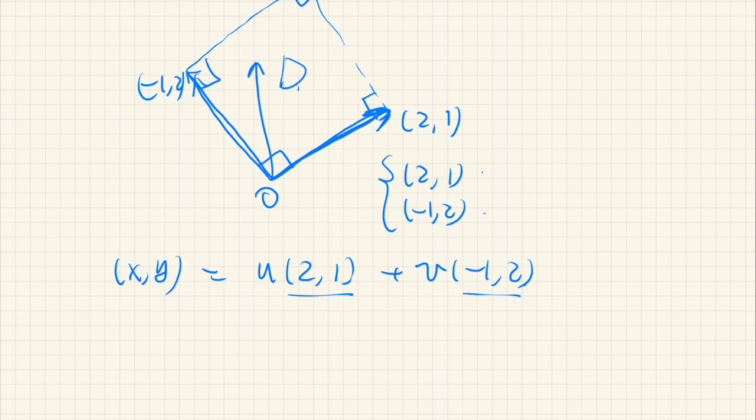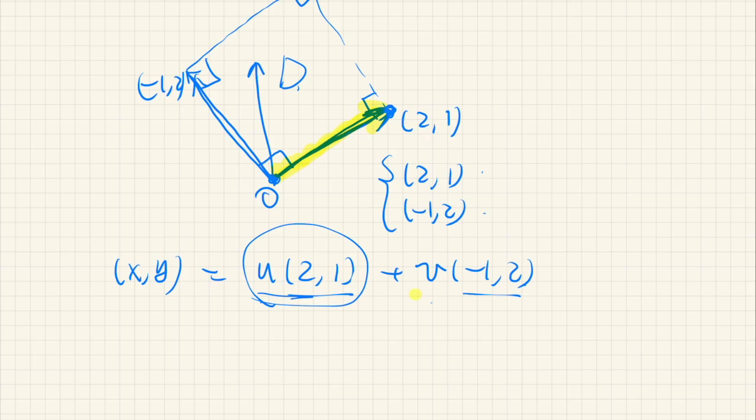And when the values of u and v are between 0 and 1, then this point is within this region D. Because if u is between 0 and 1, this vector is a scaled vector of this vector, right? So if u is 0, then it's the origin. When u is 1, it's this point, 2 and 1. So u between 0 and 1 is somewhere between these 2 points. So somewhere here, okay?